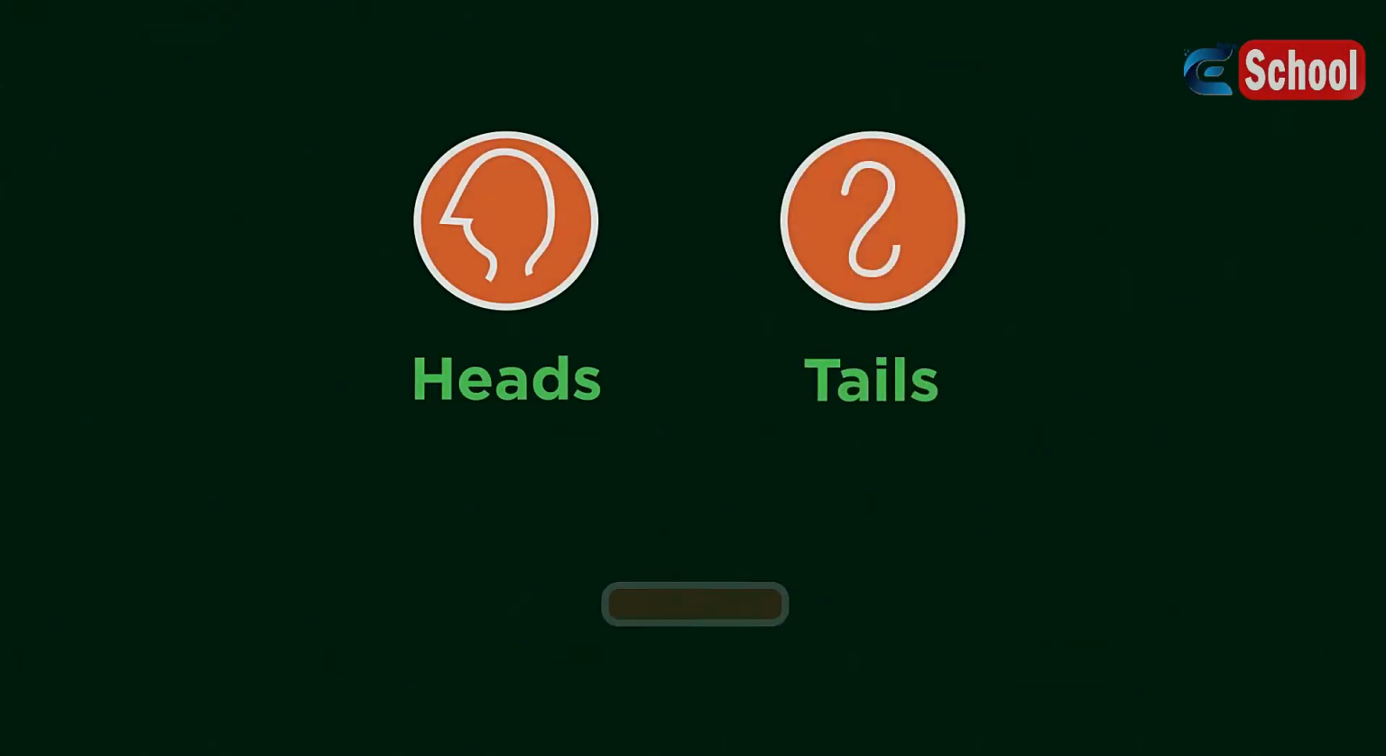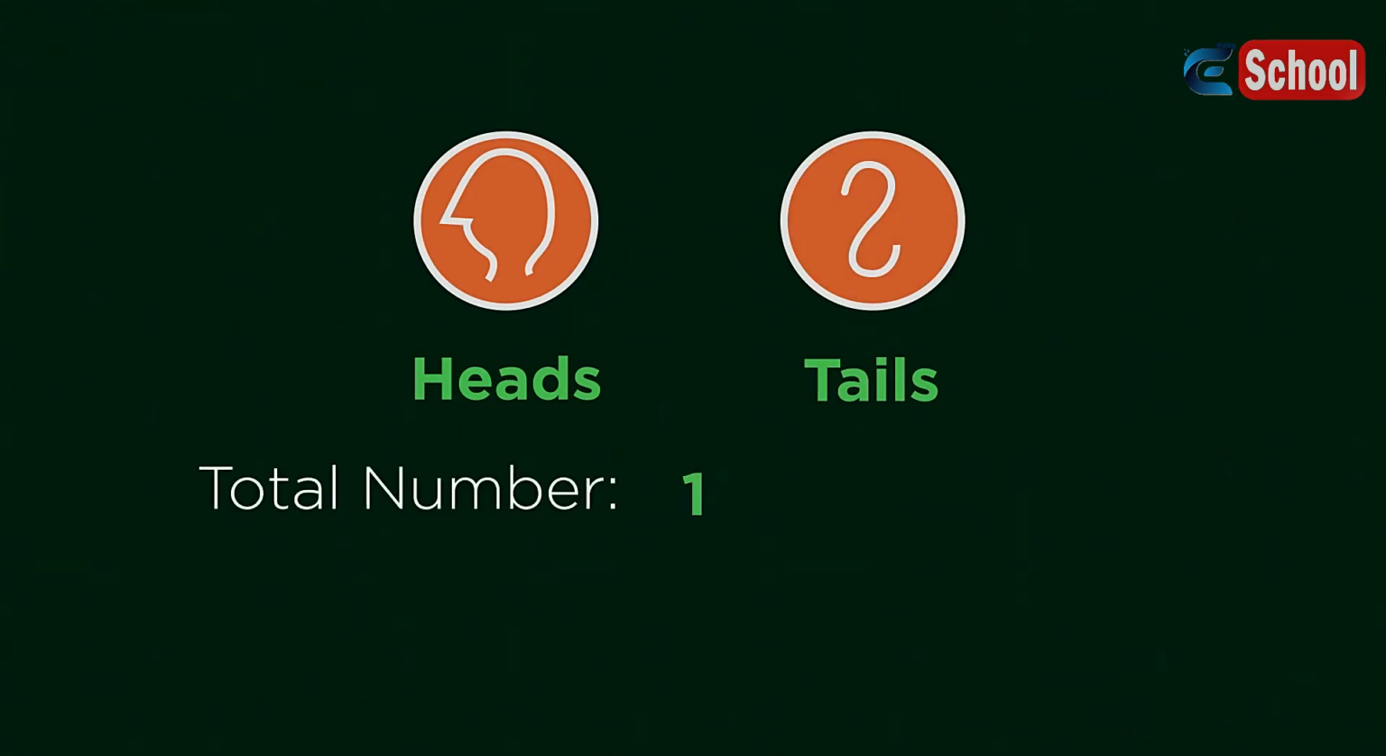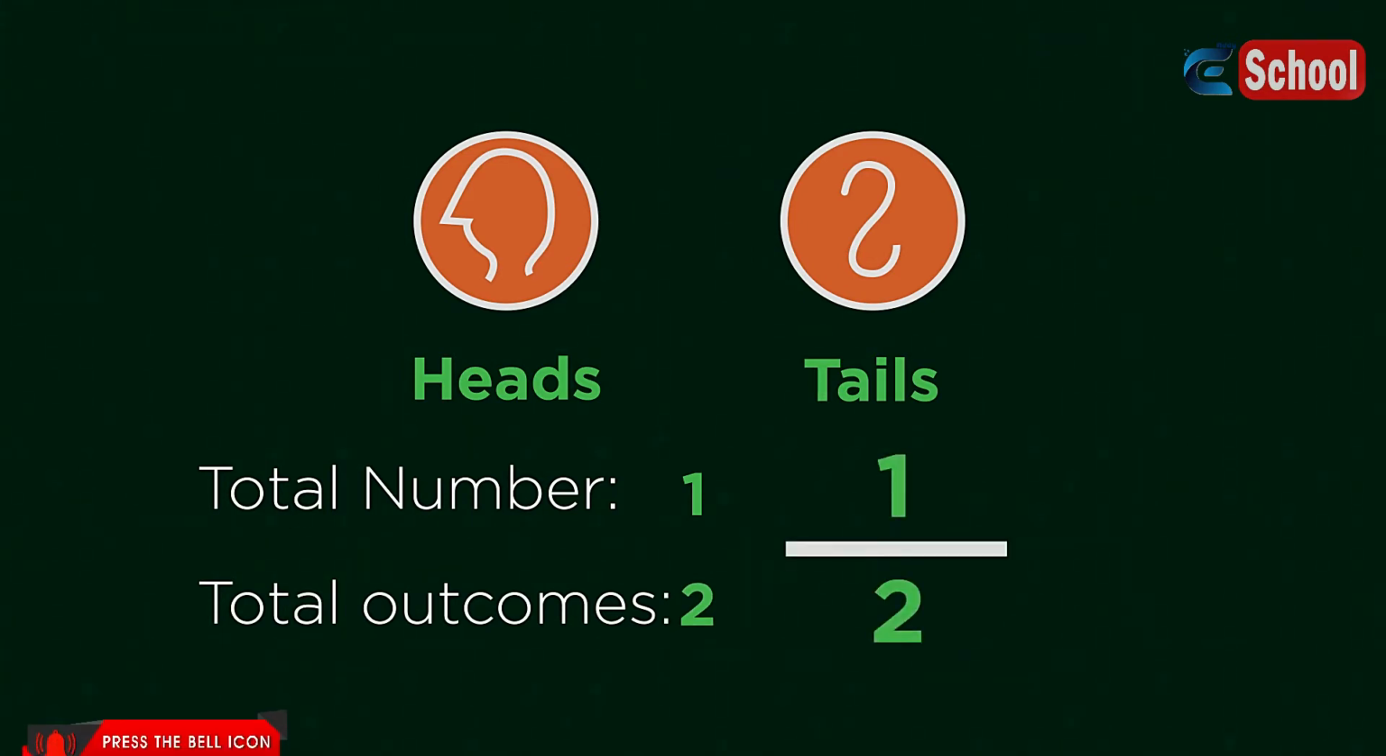For example, tossing a coin. You expect that there is an even chance of getting heads or tails. The probability of getting heads in this case would be the ratio between the number of times, that is 1, you can get heads, and the total number of outcomes, that is 2. That means that the probability of getting heads when tossing a coin is 1 over 2.